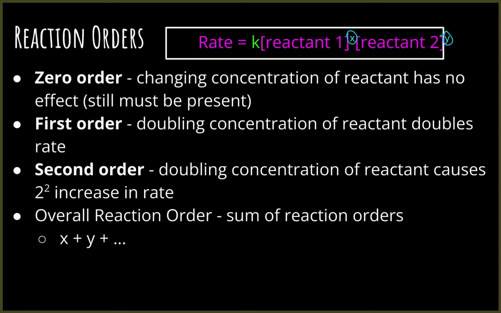If something is first order, then if you double the concentration of that particular reactant, the rate will double. If something is second order, if you double the concentration of the reactant, you're going to quadruple the rate of the reaction. So when you're looking at this, like I said, the first thing you'll probably have to do is solve for the order of the reaction.